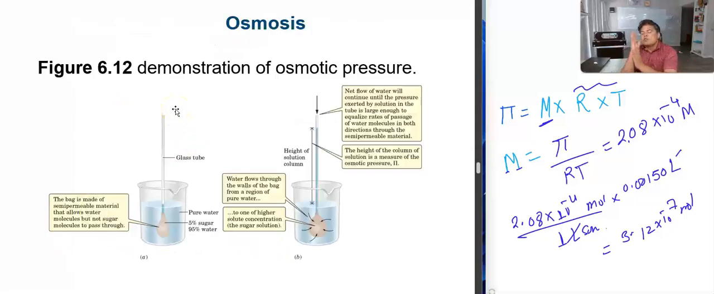Now osmosis pressure, we are studying the osmosis pressure. This is one example of osmosis pressure. You see that pure water, sugar solution, this is the semi-permeable membrane, with the pure water outside and the sugar solution inside. What will happen? Water will go in and it will be swollen because the solvent moves in. So this is one example.